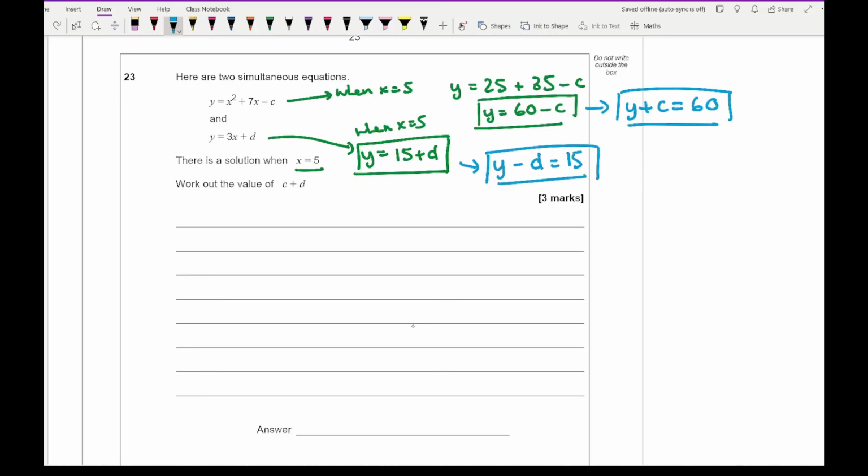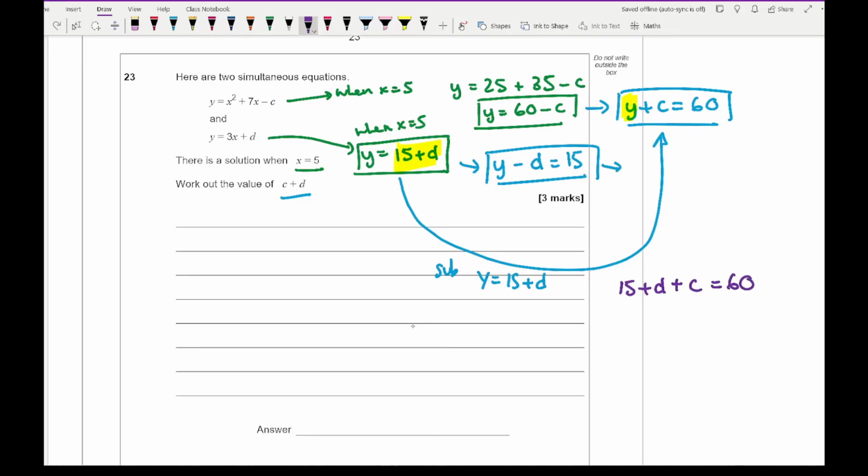Because obviously we want an equation where it's just got c and d. So for this one here, actually we've already got y the subject. So if I substitute y equals 15 plus d into this equation, I'm basically going to swap this with that. Then I end up with 15 plus d plus c equals 60. I then take the 15 over to the other side, so I end up with c plus d, having just flipped the 2 letters around, and that equals 45. So the answer then is 45.